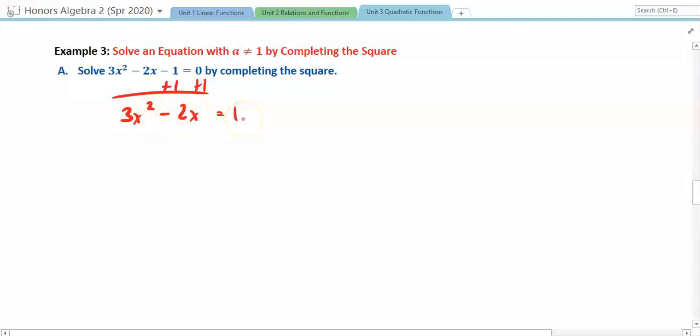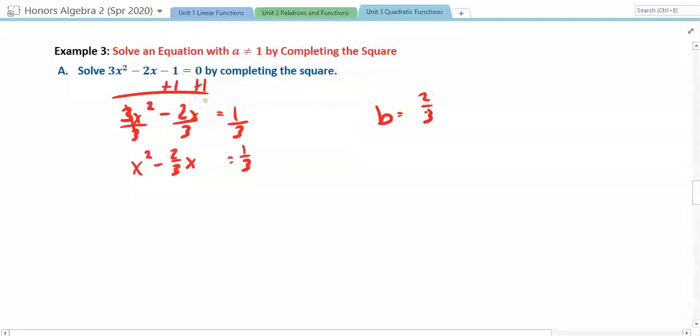So how could I get this a to become 1? Well, right now the a is what? Well, it's 3. So how can I get the a to become 1? Well, the 3 is attached to the x squared by multiplication, so to undo multiplication, I would do what? Divide. And so I'm going to divide everything by 3. That cancels that. So I get x squared minus 2/3 x is equal to 1/3. And I'm going to leave my little gap here at this step. So now my b is 2/3.